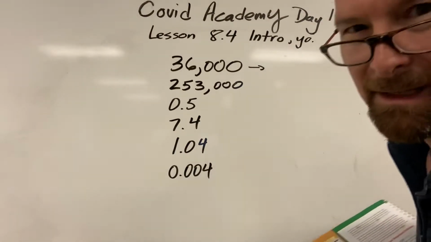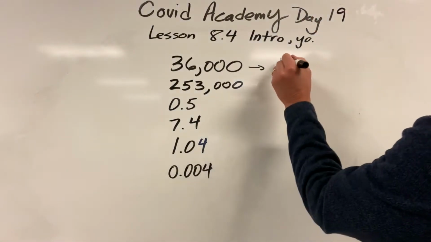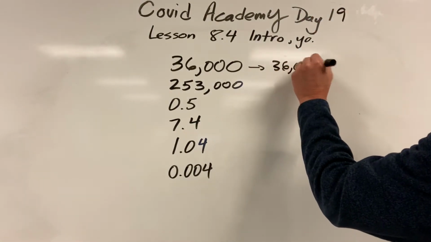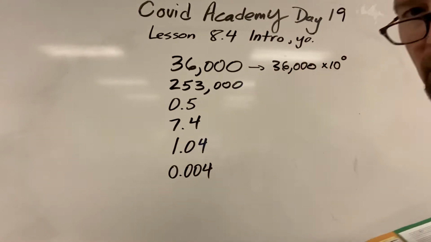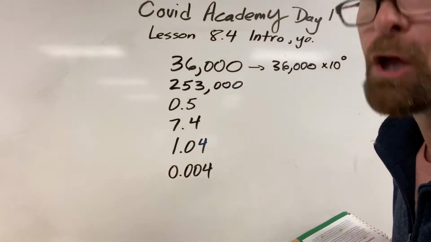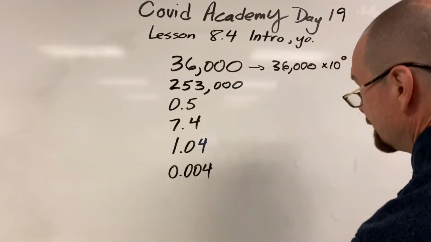Or what else? No fair using 10 to the 0th, okay? This is the lamest answer. 36,000 times 10 to the 0th, because 10 to the 0th power is 1. No. Don't do that. All right?